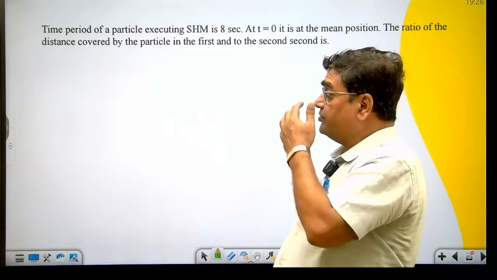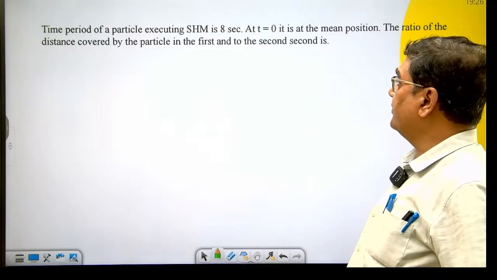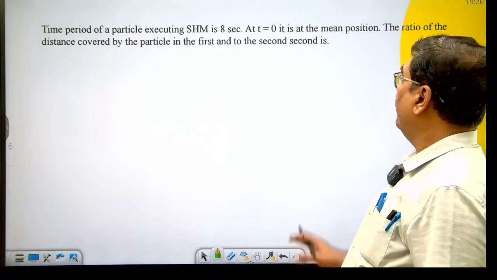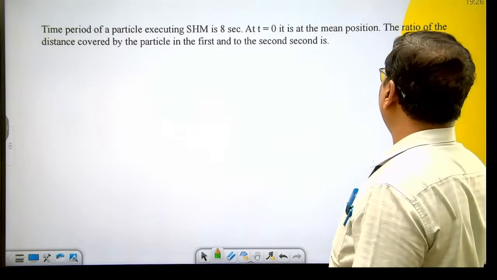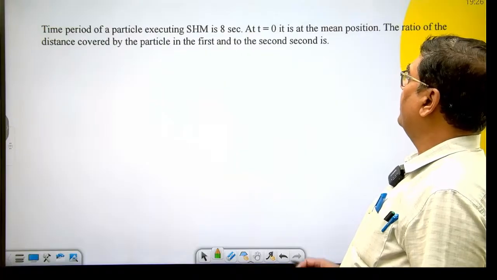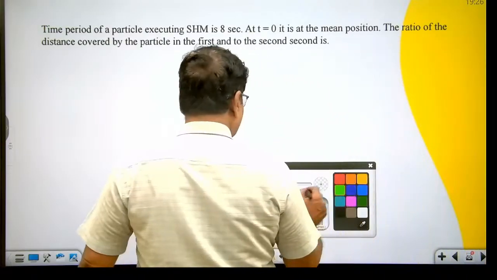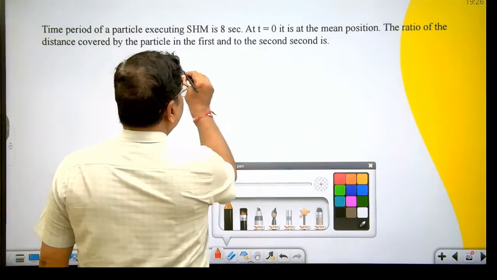Now look at this question. This is also a very good question. The time period of a particle executing SHM is 8 seconds. At t equal to 0, it is at the mean position. The ratio of the distance covered by the particle in the first second to the second second is asked. What is being asked? The particle is starting the journey from the mean position.